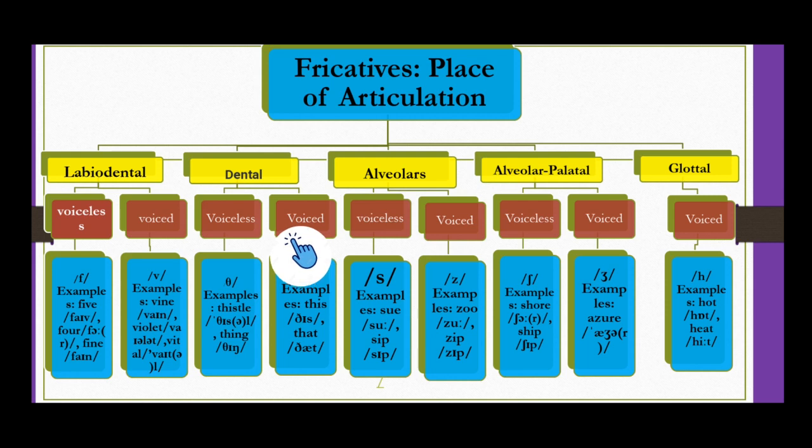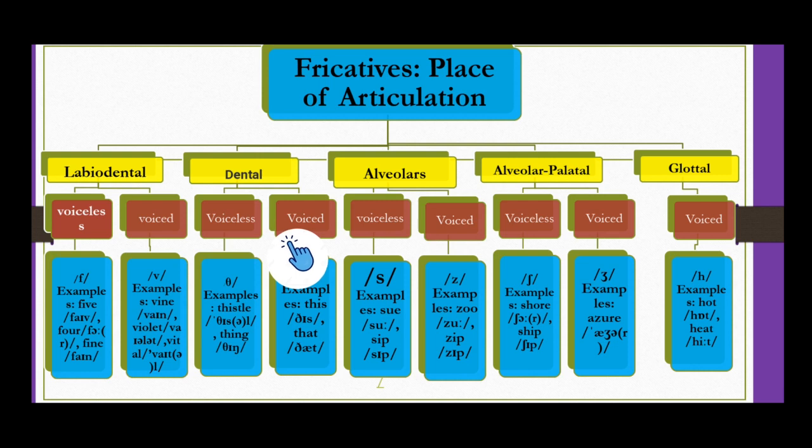How to produce dental sound? We have two different ways to produce dental sound. You have to take the tip of your tongue towards the back part of your upper teeth. So you take the tip of your tongue towards where? Just behind the upper teeth. This is one way to produce dental sound. Another way is that you take out the tip of the tongue between upper and lower teeth.